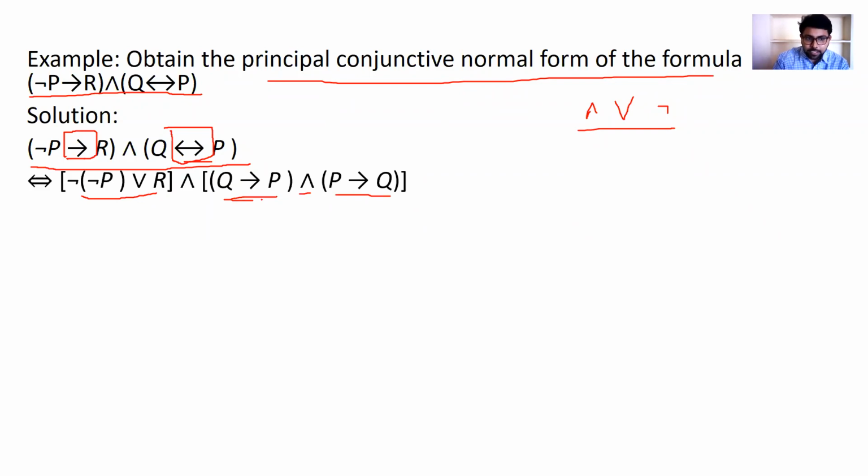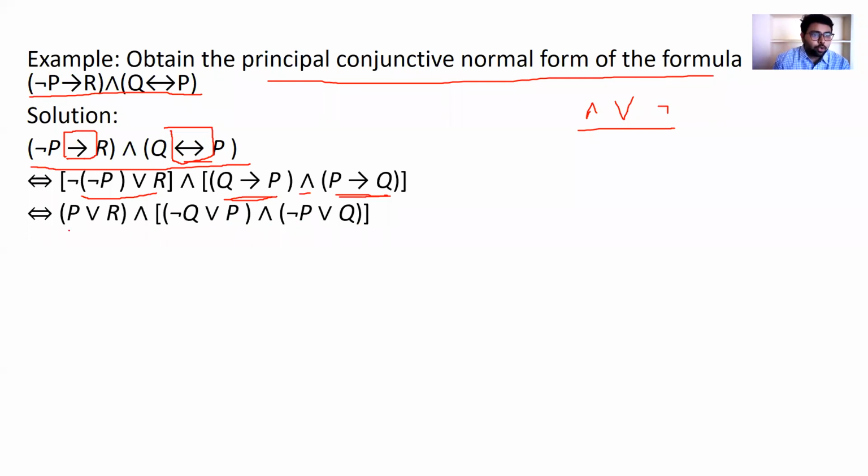And again this can be written as Q implies P and P implies Q. Q implies P will be written as negation of Q or P, and P implies Q will be written as negation of P or Q. Okay. See this, I applied this negation to P, so it became negation P or R, and negation of Q or P, and negation of P or Q.